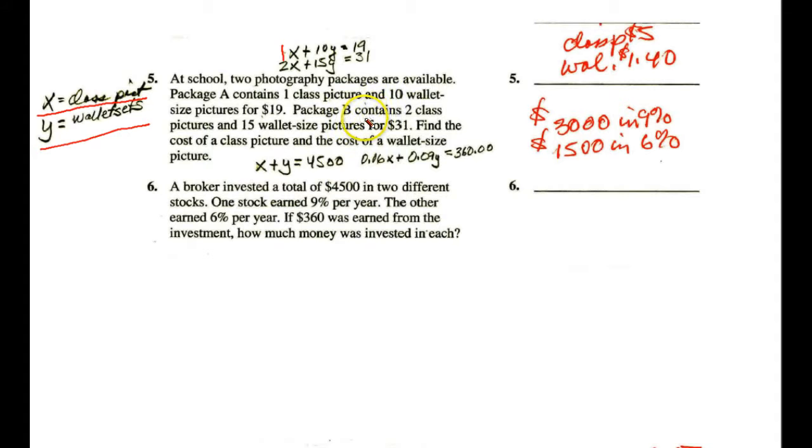So as we continue reading, and remember you should have read this before, that's what led you to set up your variables. Package B contains 2 class pictures. There's our 2x and 15 wallet size for $31. So let's check this out. We have 1x plus 10y equals 19. 2x plus 15y equals 31.